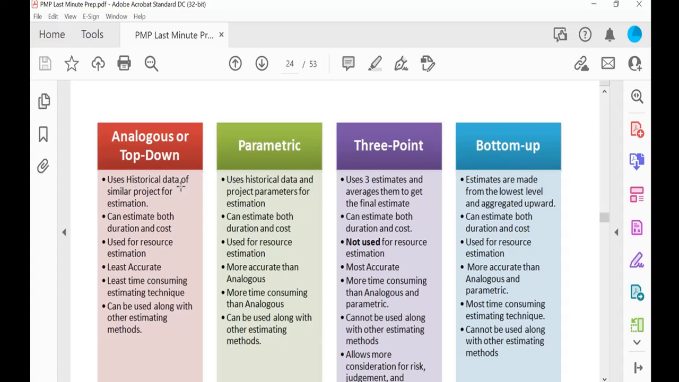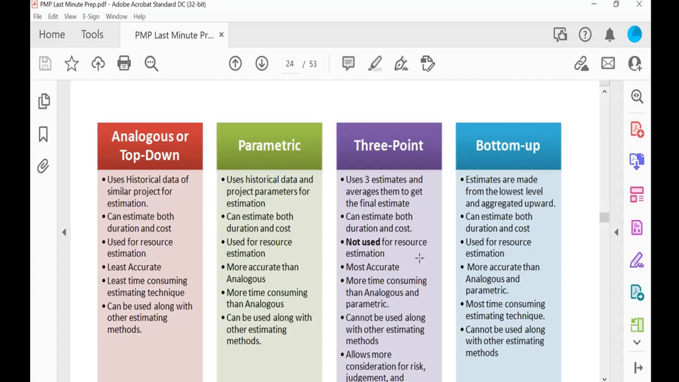So these are the things. Analogous uses historical data. And in parametric estimation, historical data and project parameters. So if you find any parameters in the question, that is parametric. You can see analogous also relates to historical, and here it is parametric. Parameters, right, that's the keyword. And 3-point is the same, and bottom-up is more accurate than the analogous and parametric.